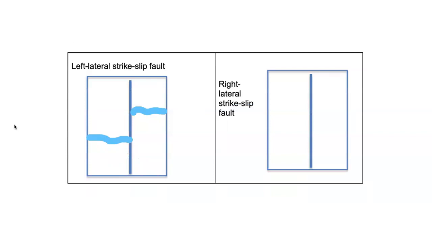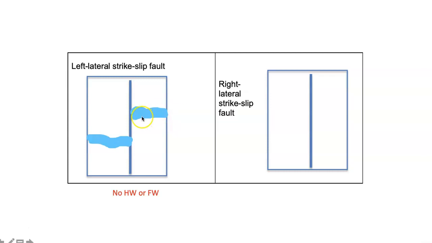The next set of questions asks about left and right lateral strike slip faults. So I'm going to do the left and then you can do the right. Again, we're looking from a bird's eye view and here's the fault. What I've drawn here is a little river that has been offset by the fault. First of all, when it comes to strike slip faults, there are no hanging walls or footwalls. Remember, it's a vertical fault.